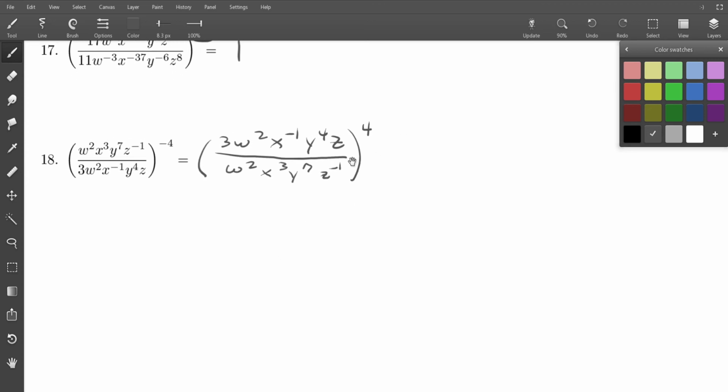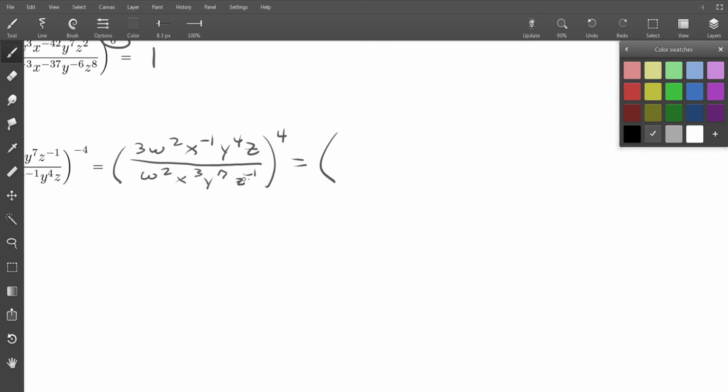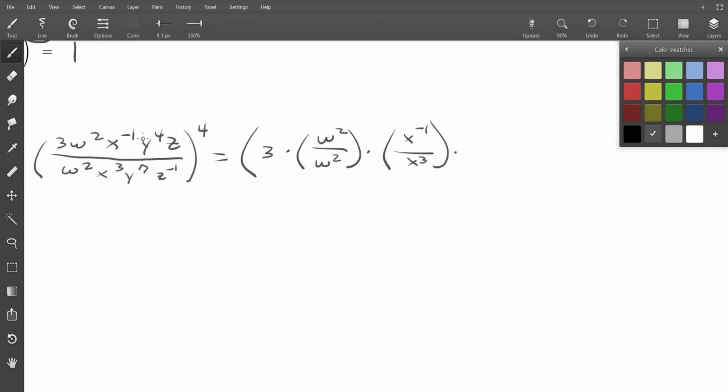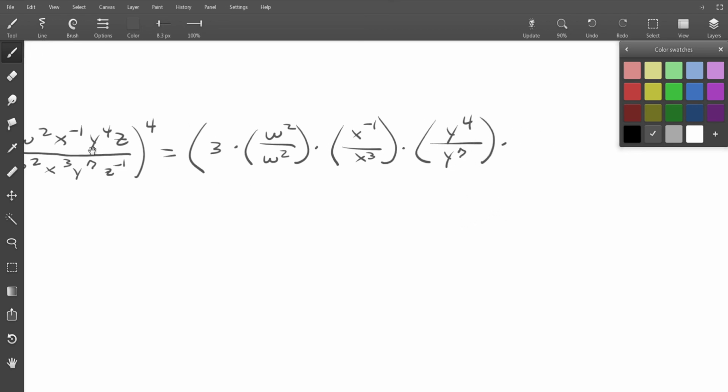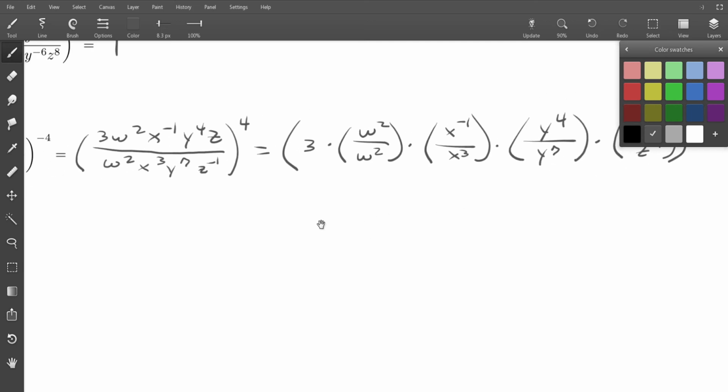Okay, so now I can go ahead and start grouping things together. So this is going to be equal to, well, here I have a 3 on its own, so that'll just be its own thing. I won't have to simplify that. Then I'll group the w's together. So we have w squared on top here and w squared on bottom. Then I have the x's here, so that'll be x to the negative 1 over x to the negative 3. Then I have the y's, so I'll have y to the 4th over y to the 7th. And then lastly here I have z over z to the negative 1. And again, all of this 4th power here is still sticking around.